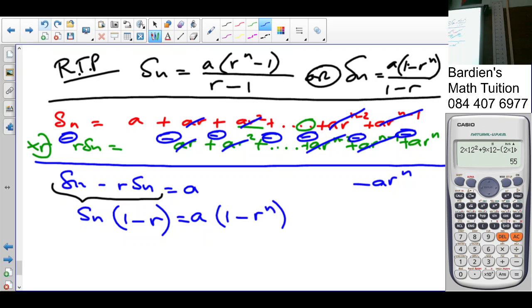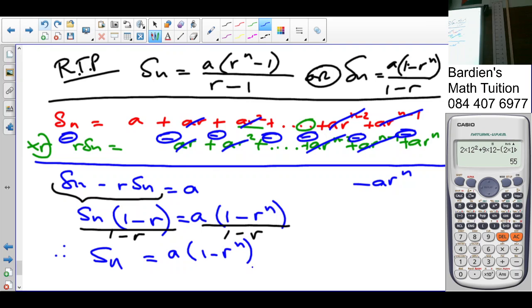We must add here now. Therefore, how do I get Sn on its own? We divide both sides by 1 minus r. You see that? So Sn is equal to a, open brackets, 1 minus r to the n, over 1 minus r. Can you see that, people?